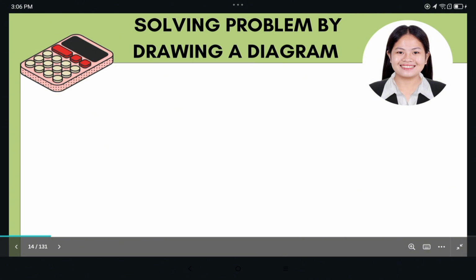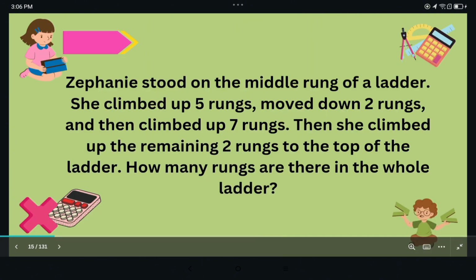So here's our problem. Stephanie stood on the middle rung of a ladder. She climbed up 5 rungs, then moved down 2 rungs, and then climbed up 7 rungs.